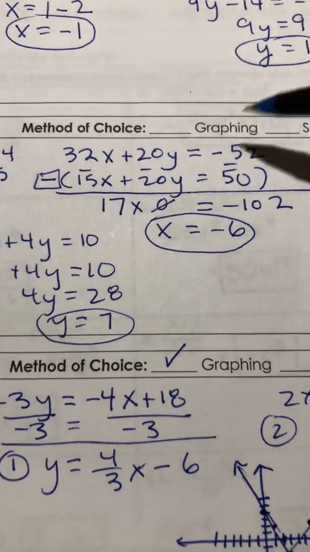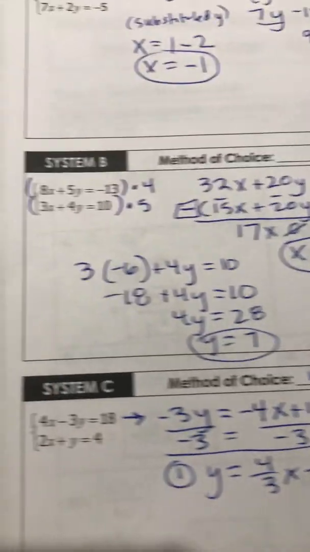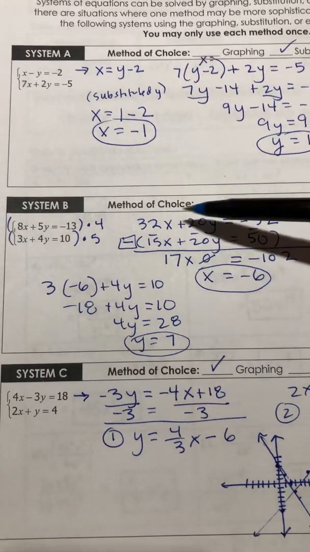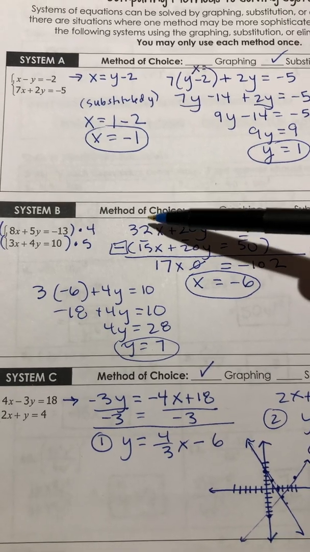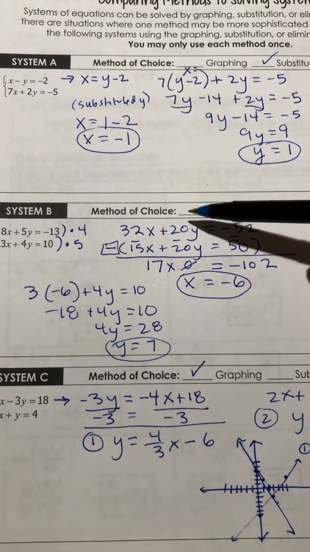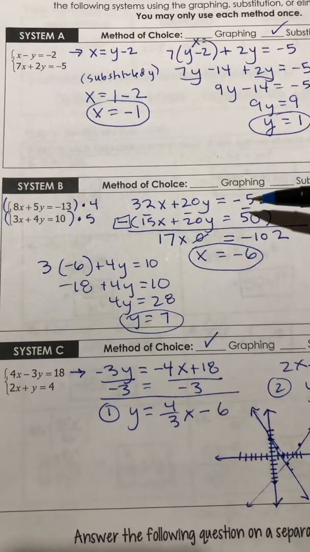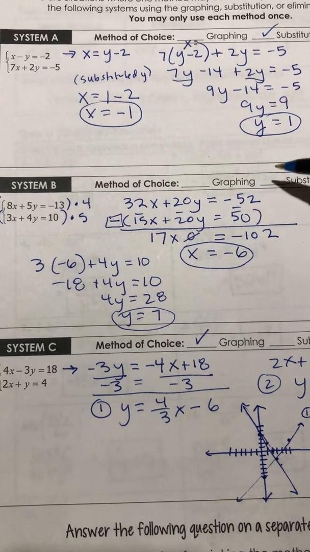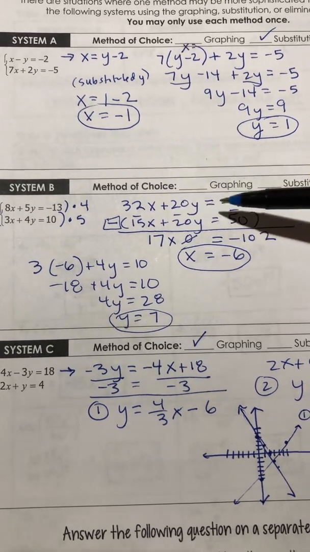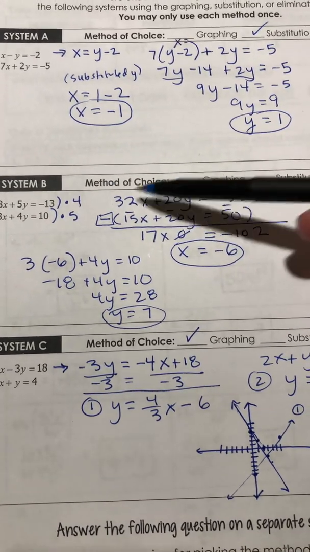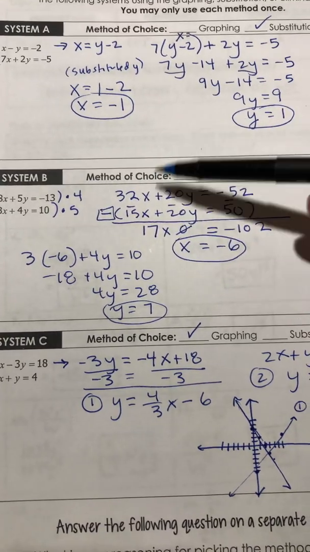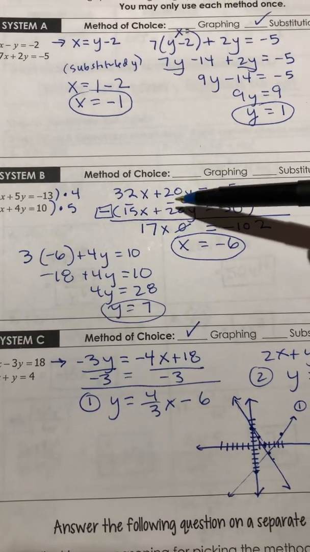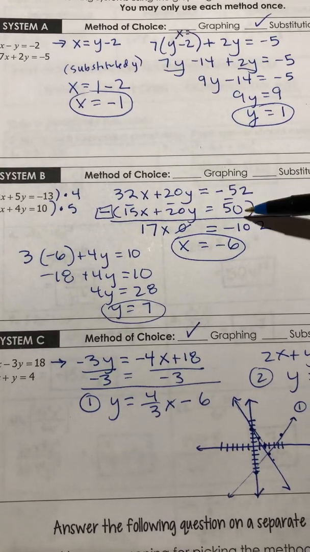So over here is my work for this. Maybe if I zoom out, yeah, that's probably a little bit better. But I got my 4 times 8x is 32x. 4 times 5y, 20y. And then I have 4 times -13, which is -52. So I basically made an equivalent equation by multiplying everything by 4. And then the second equation, I multiply everything by 5. So 5 times 3x is 15x. 5 times 4 is 20y, and then 5 times 10 is 50.